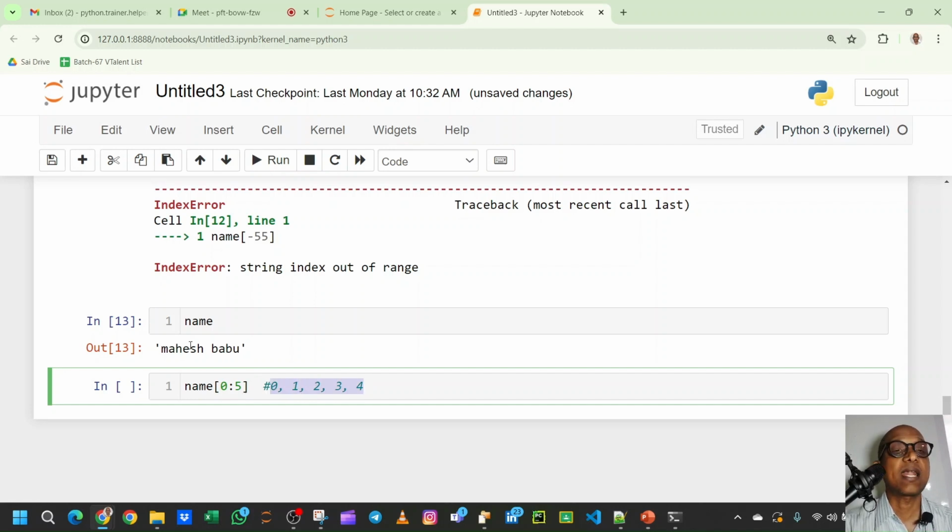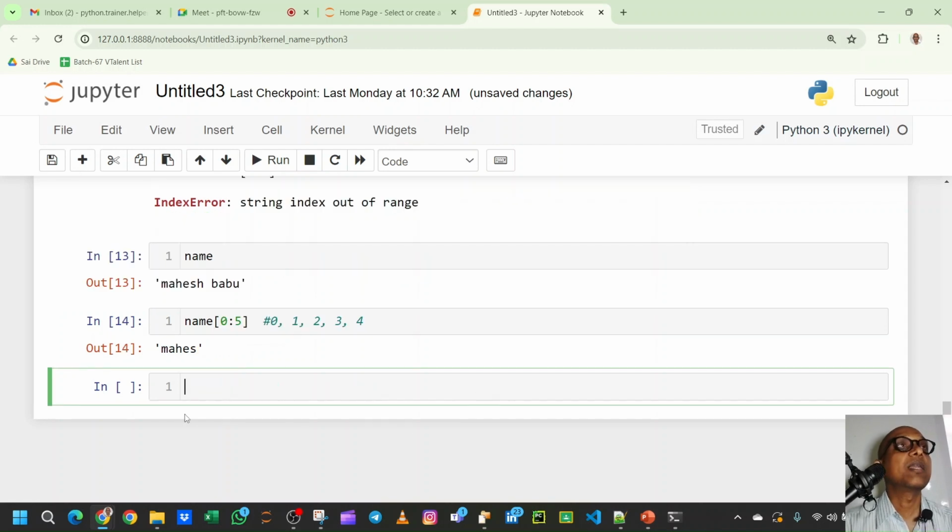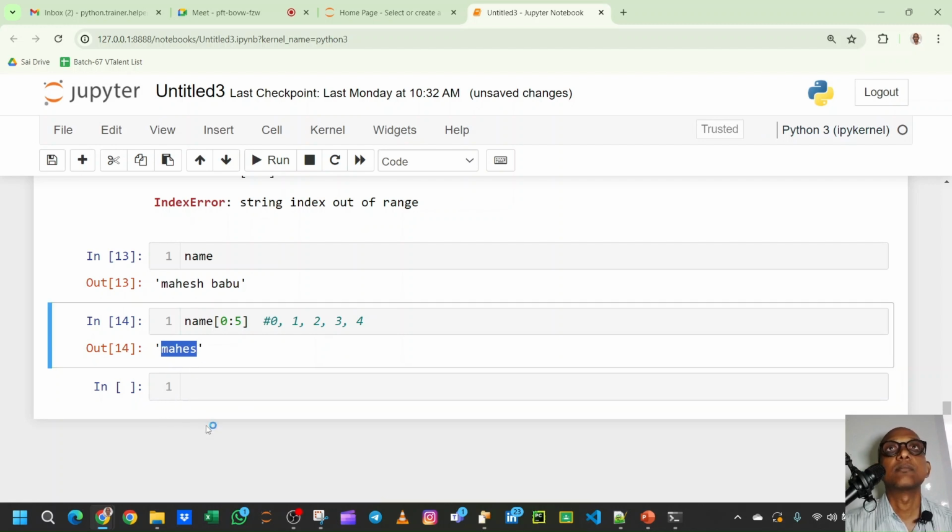So now let us see what are the characters present at the position indexes of 0, 1, 2, 3, 4. So this is my 0 index, 1, 2, 3, 4. That's it. So M-A-H-E-S. That's what I'm going to get. So if you just execute this code, see here, M-A-H-E-S. I am going to get multiple characters of the given string.